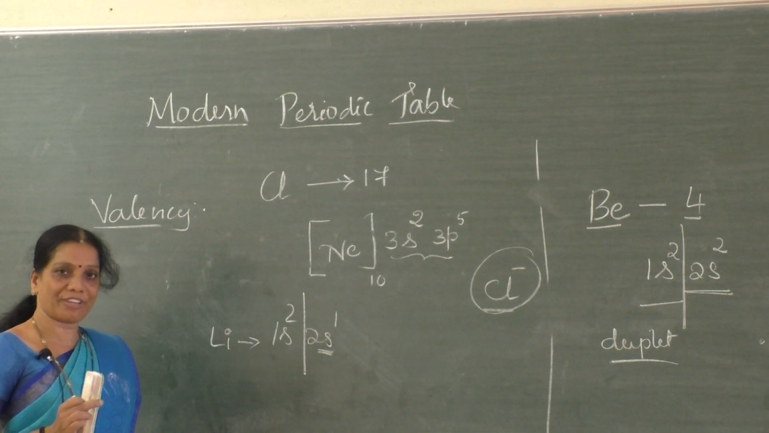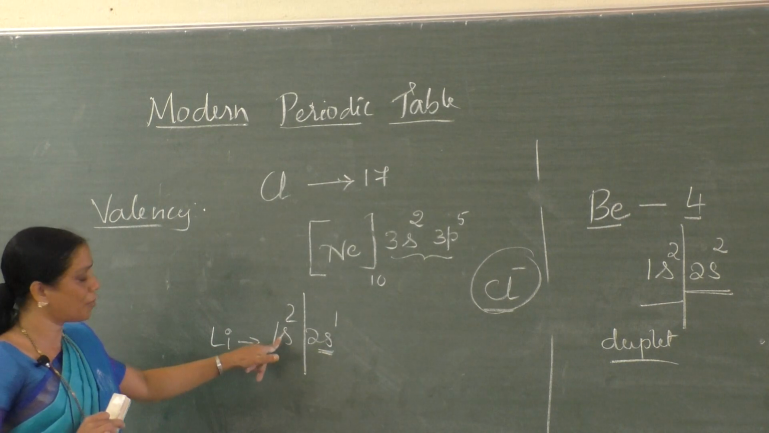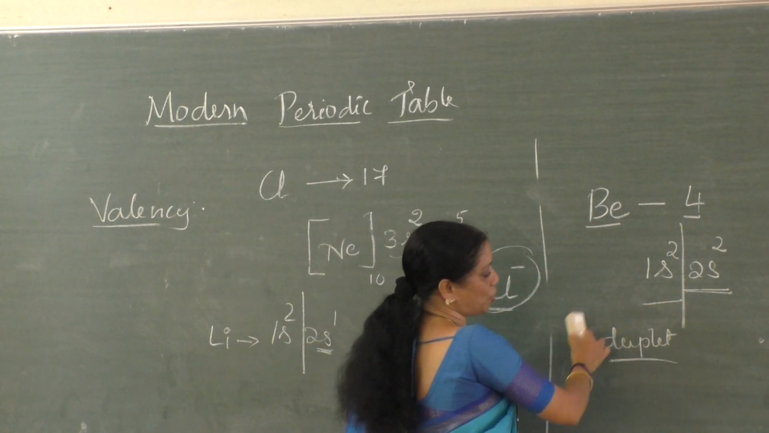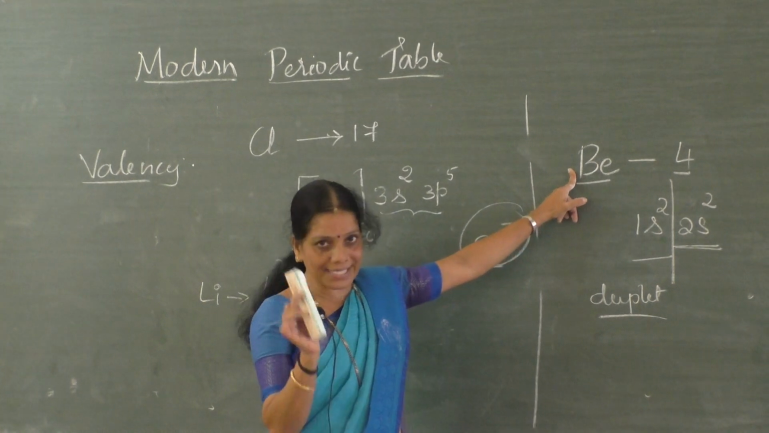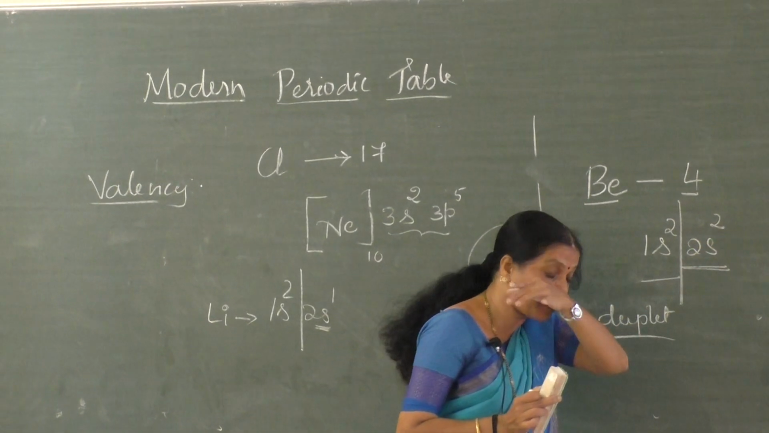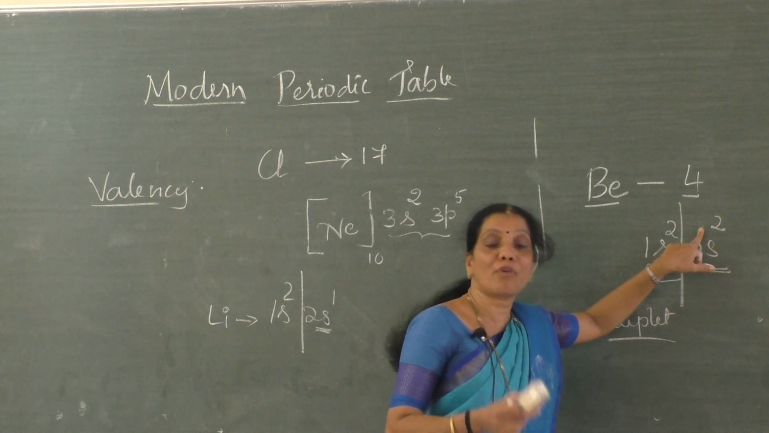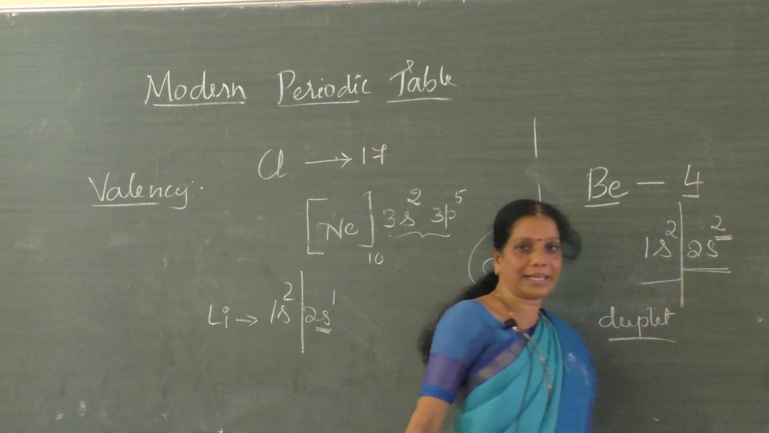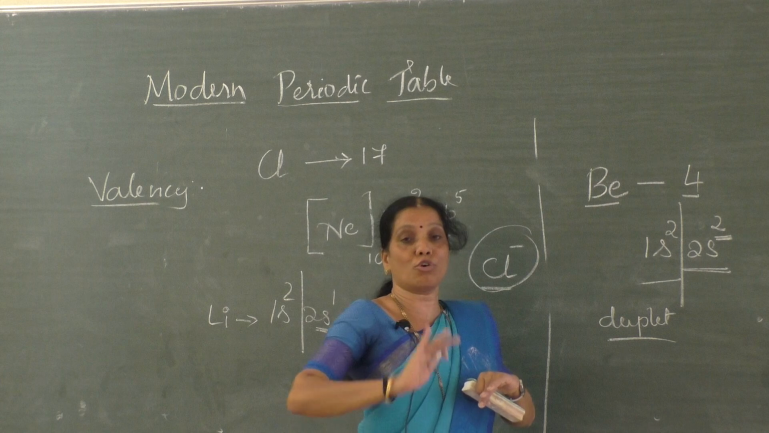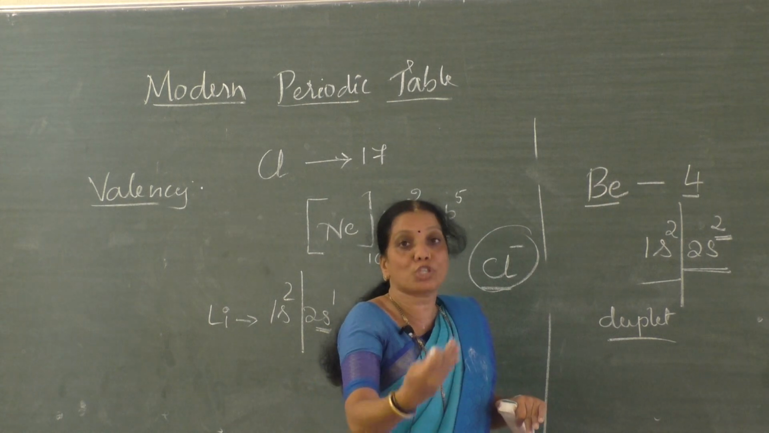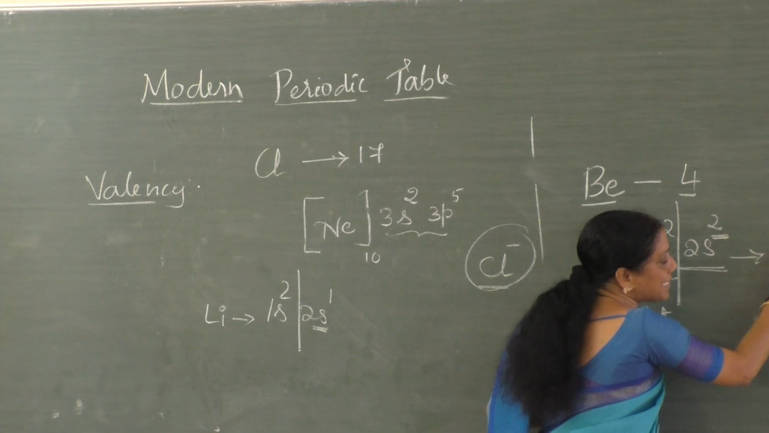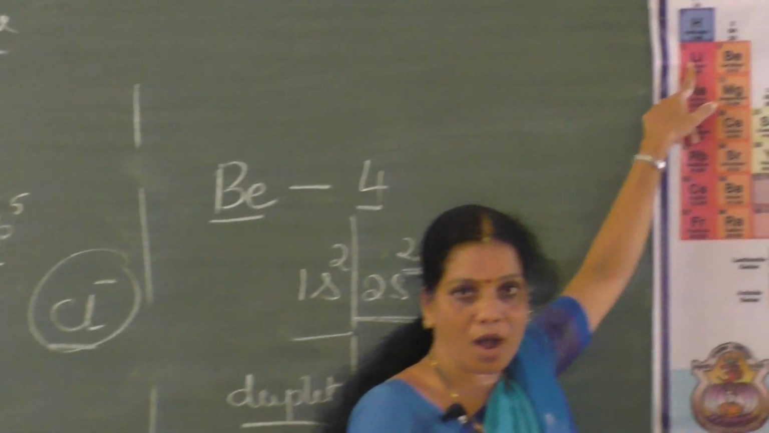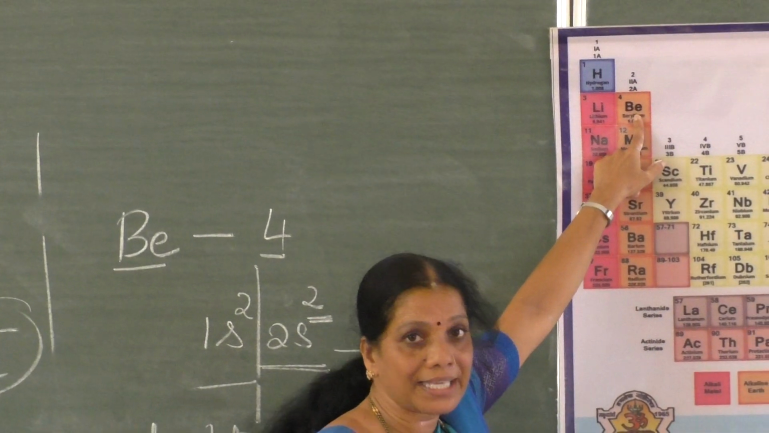That means the duplet itself is also the most comfortable state, that is the noble gas configuration. Here also beryllium after the loss of 2 electrons reaches the duplet state. Hence, you can see here the number of valence electrons present in beryllium is 2. That means what is the combining capacity of beryllium? It can lose those 2 electrons, that means it can donate those 2 electrons. Therefore, the combining capacity of beryllium is 2. Here the combining capacity is 1, for beryllium the valency or combining capacity is 2.